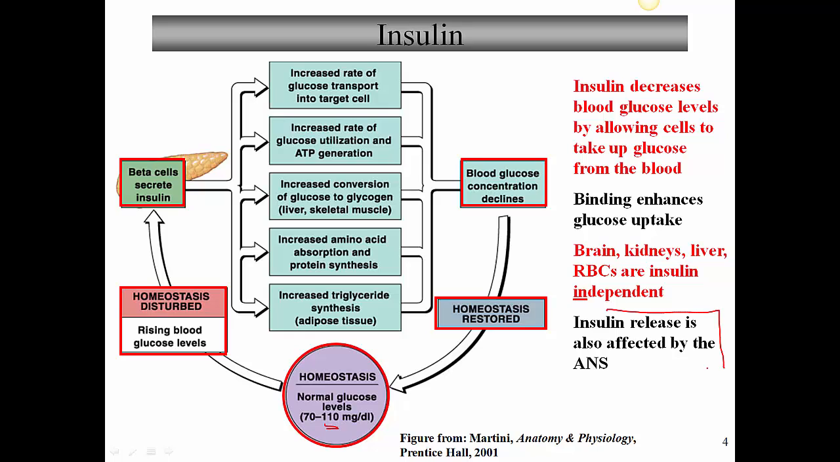Insulin release is also affected by the autonomic nervous system, in particular the sympathetic nervous system. This shouldn't really surprise you, because during sympathetic stimulation, which is our fight or flight nervous system, we need increased levels of glucose throughout the body in order to power all the tissues that need to respond to the emergency situation or the situations that bring about sympathetic stimulation.